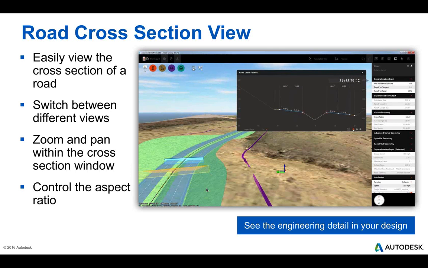So we are bringing more of those features inside Infraworks, so that in the early stages we don't have to go to Civil 3D to do the final drafting, but can do that inside Infraworks. You can easily view the cross-section, switch between different views, zoom and pan, and control the aspect ratio of the cross-section.